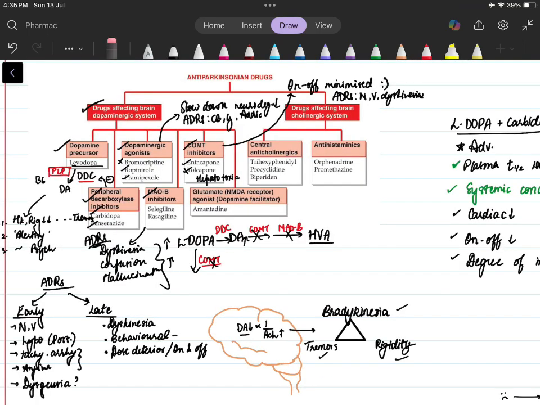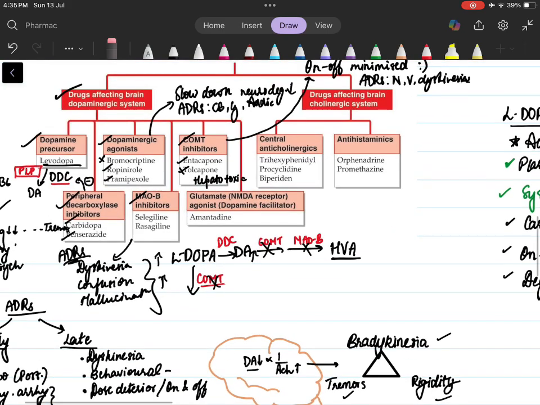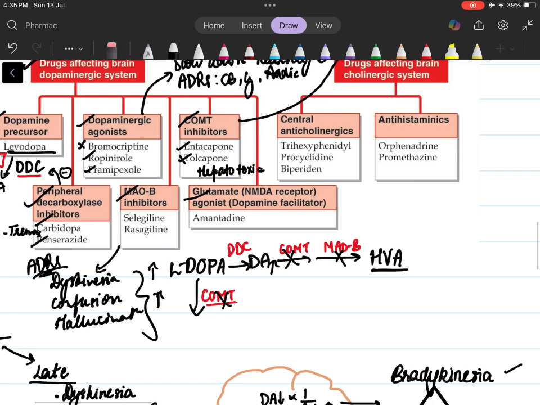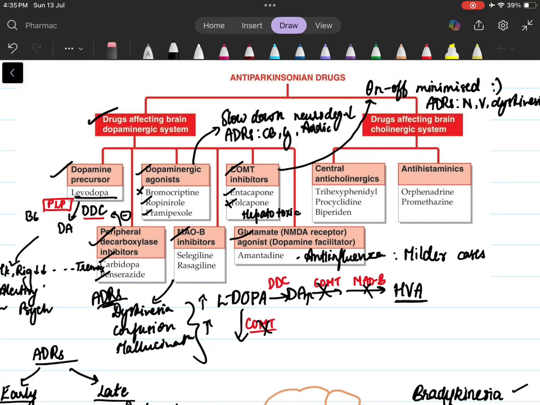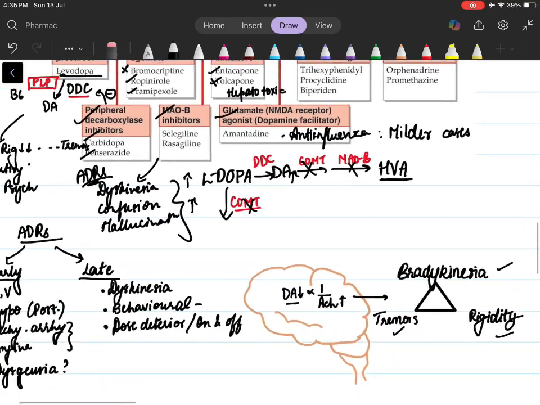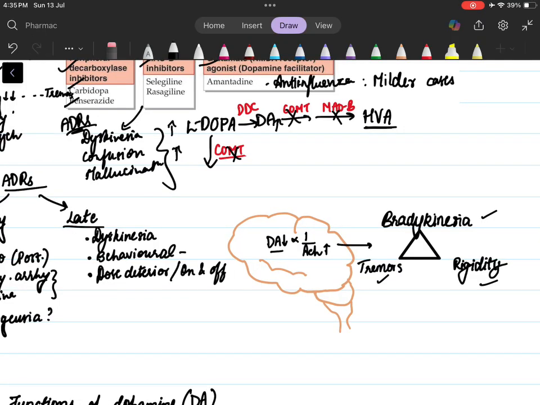Okay, almost done. Glutamate agonist or NMDA receptor agonist or dopamine facilitator. Here we have amantadine. Amantadine and rimantadine are actually anti-influenza drugs and are still used as such. So they do facilitate dopamine, so they can be used in milder cases. Again, in combination with other drugs or when other drugs are contraindicated. These are all the drugs affecting the dopaminergic system. So dopamine less, all of these drugs, dopamine more.